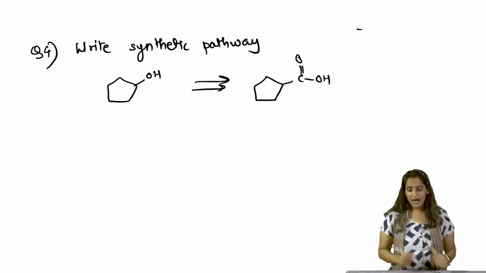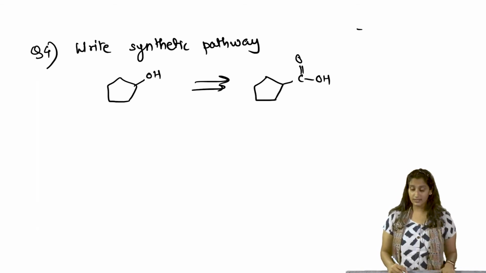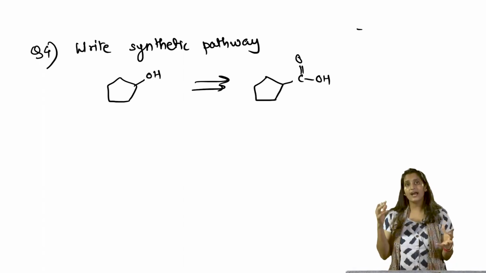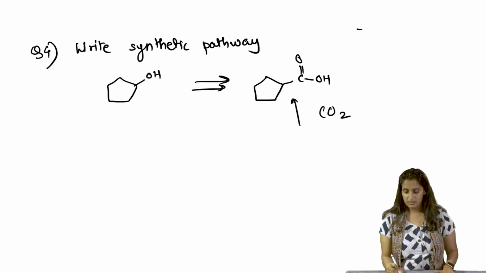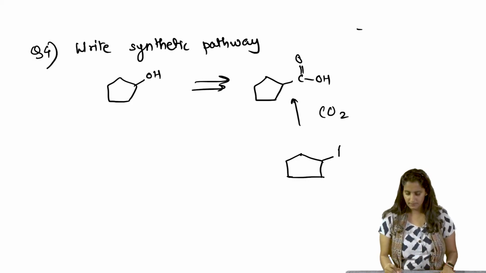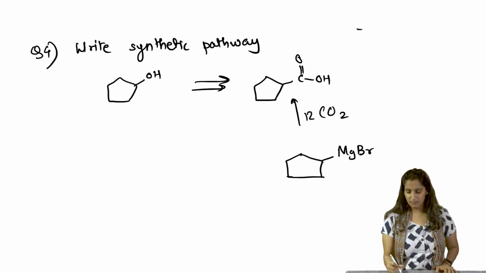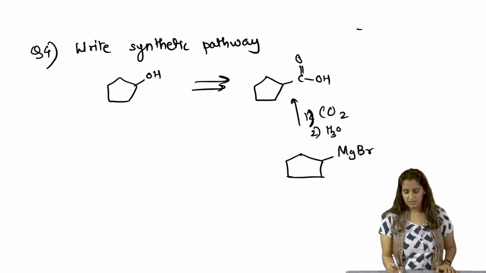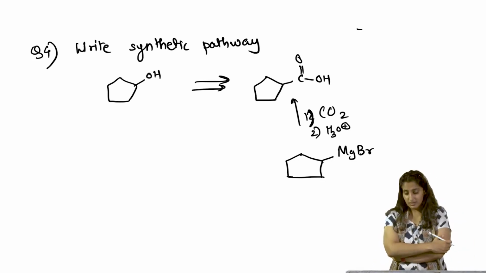Now, in order to add a carboxylic acid and also add a carbon functionality, we know one reaction that works, which is reacting a Grignard and carbon dioxide. So, if we start from the corresponding Grignard and react it with carbon dioxide in the first step, and in the second step H3O+, we are going to form the corresponding acid. Okay, so we need to form the Grignard.